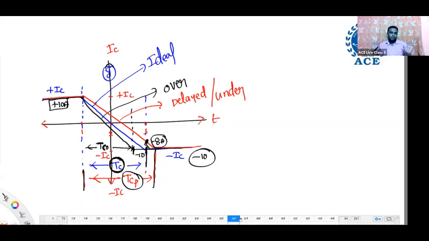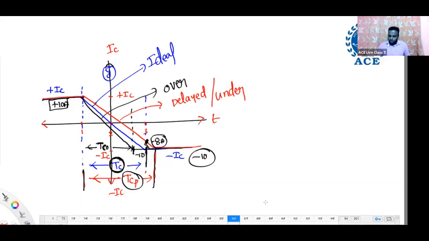Now you may understand how we can reduce the spark at the brush. If current reversal in a coil takes place within the time of commutation, there is no spark at the brush. Clear, all of you know? Yes, right, very good. Like a long jump.